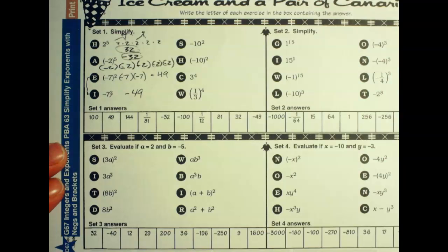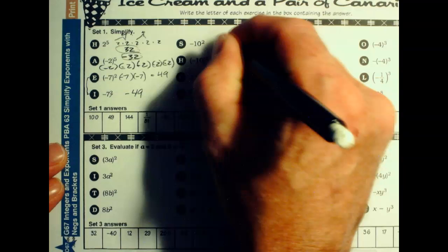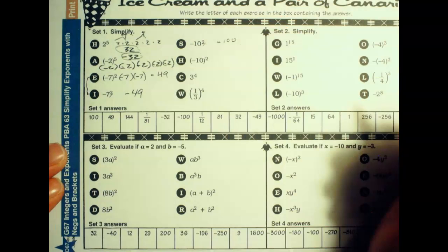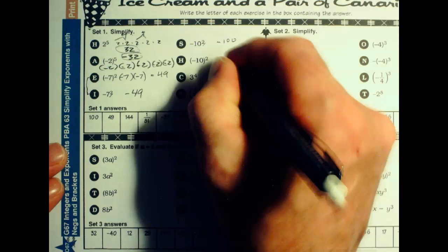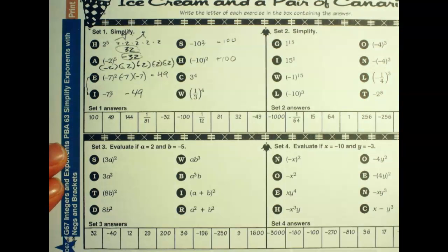All right, let's keep moving. Over here, well, this is going to be negative 100 because the exponent is here. It's not outside the brackets. This is going to be a positive 100. Again, because it's 10 times 10.